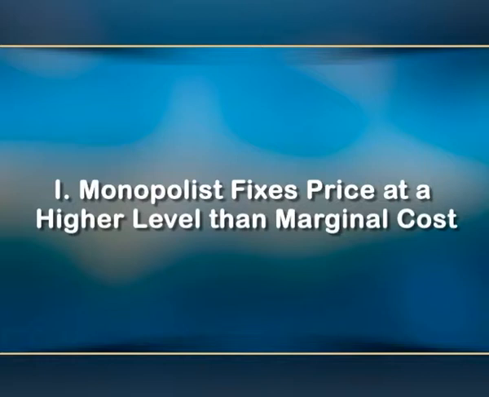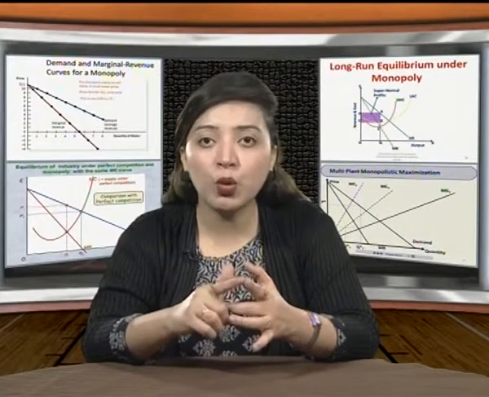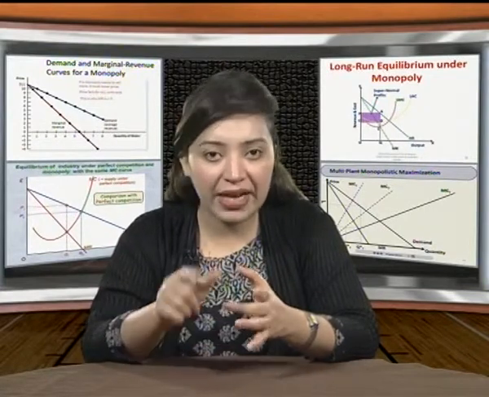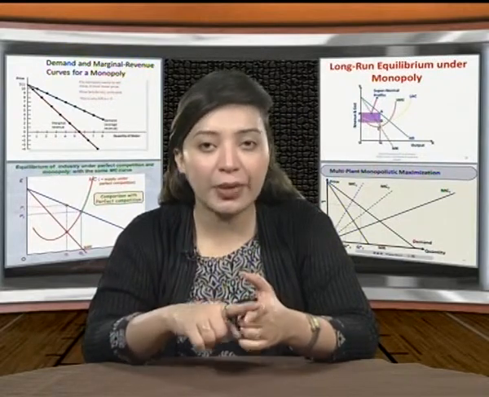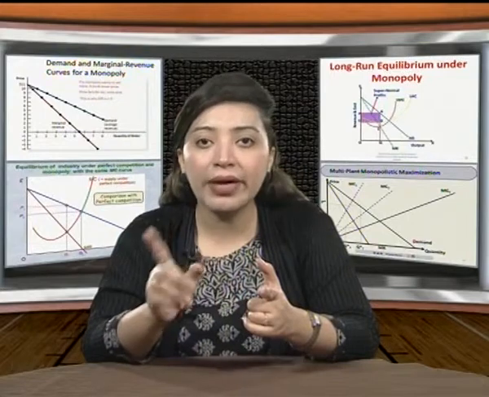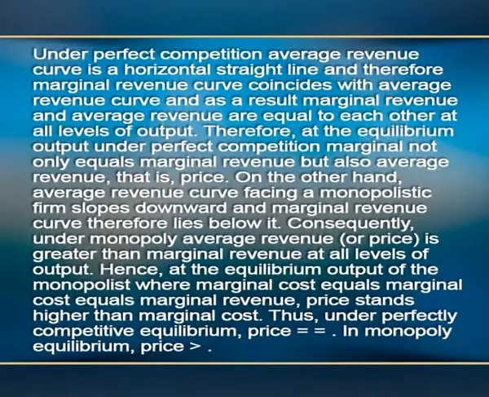First, the monopolist fixes price at a higher level than marginal cost. A significant difference between the two is that while under perfect competition, price equals marginal cost at the equilibrium output, under monopoly equilibrium, price is greater than marginal cost. Why? Under perfect competition, the average revenue curve is a horizontal straight line, and therefore the marginal revenue curve coincides with the average revenue curve, and as a result, marginal revenue and average revenue are equal to each other at all levels of output. Therefore, at the equilibrium output under perfect competition, marginal cost equals not only marginal revenue but also average revenue, that is, the price.